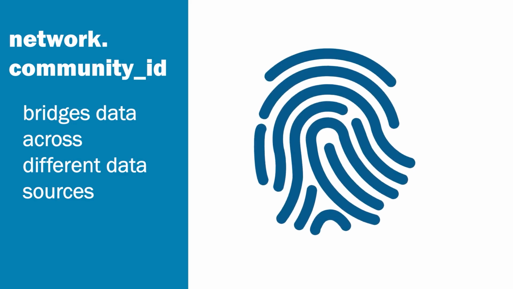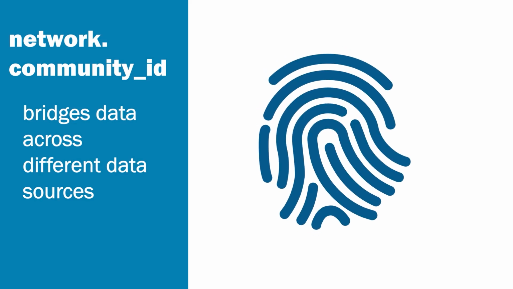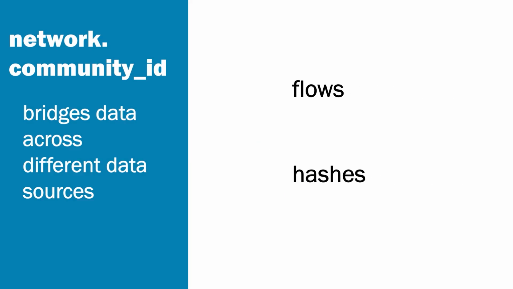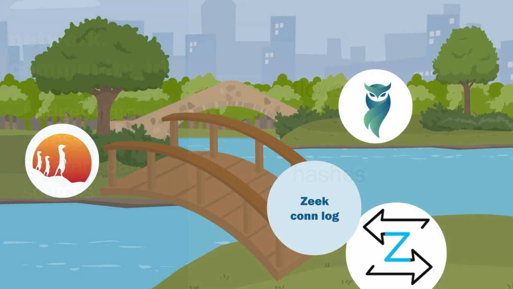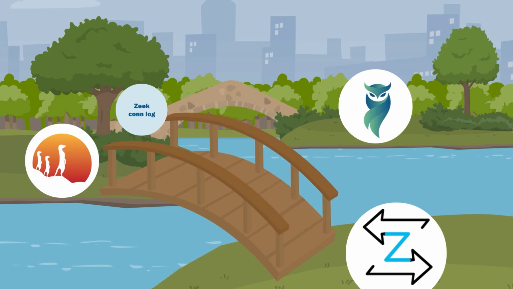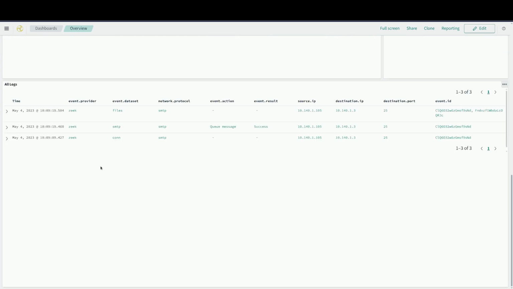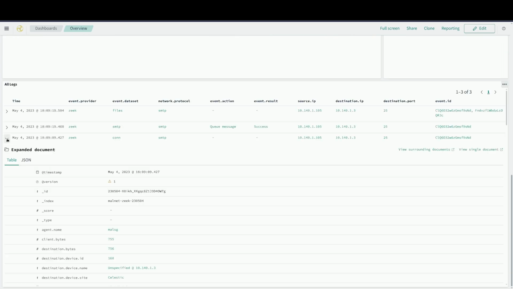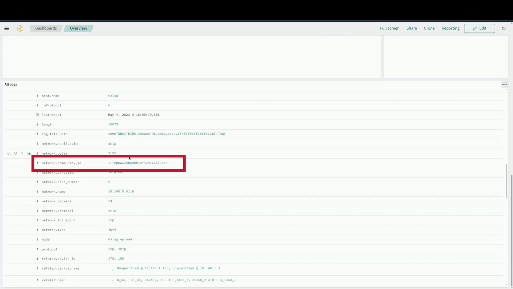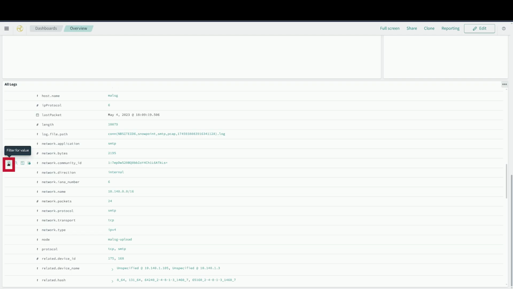Community ID is a fingerprinting algorithm that helps identify network connections, which are sometimes also referred to as flows or hashes. The Zeek connection log is crucial for pivoting to other data sources, serving as a bridge between Zeek and Suricata or Arkime. She scrolls to the con log. She expands the con log field and finds Community ID. She then clicks Filter for value.